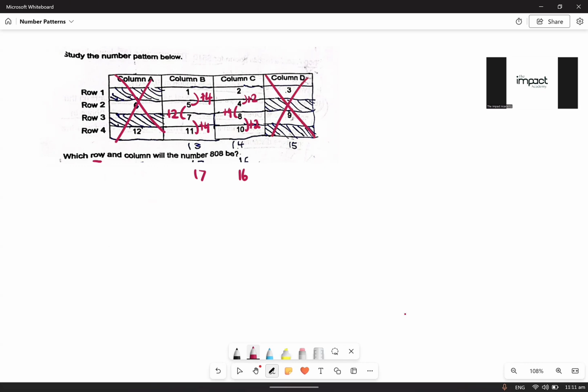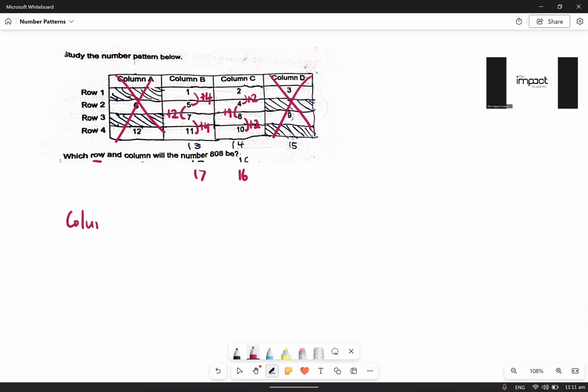Column D also cannot be the answer. Why? Because column D is all multiples of 3. So will you be able to see 808 in multiples of 3? Let's divide 808 by 3. You don't get a nice number. You get 269.33333. So therefore column D is out. Now you're left with column B and C.